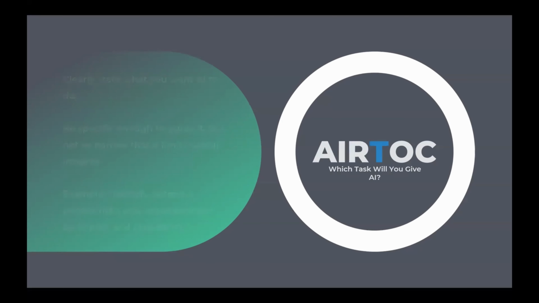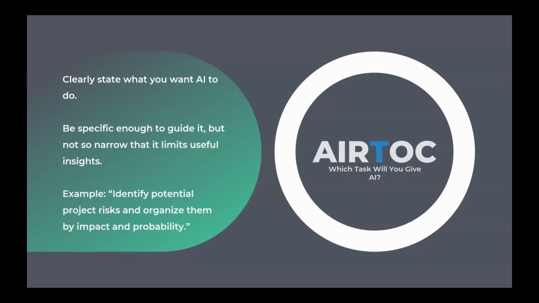Next, we have the task. This is where you clearly state what you want the AI to do. Some examples would be identify potential risks and group them by impact and probability, or draft a first pass project charter based on this business case. This is straightforward, but there are some things that you need to be aware of. Assigning the task is a bit of an art. The key is to be specific enough to guide AI, but not so narrow that you shut down useful insights. AI is really good at suggesting next steps or providing insights to your request, and if you're too specific with your task, it may limit AI's input.